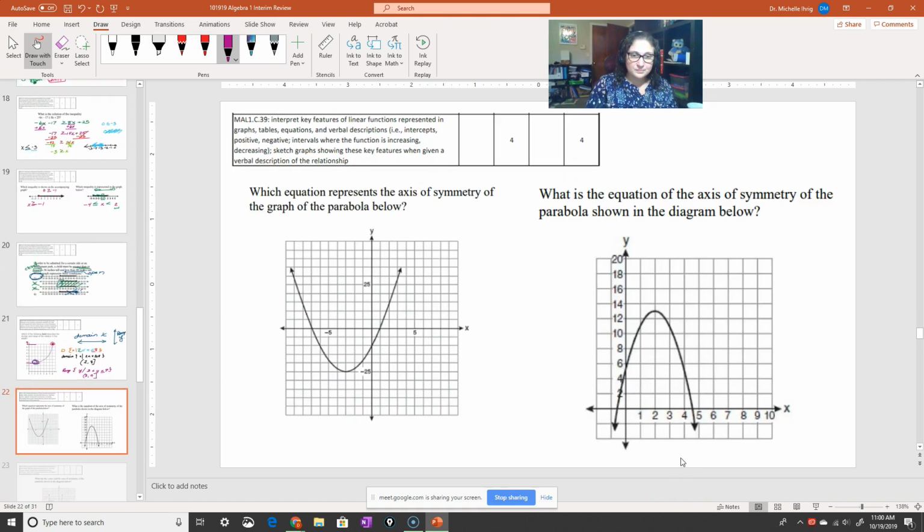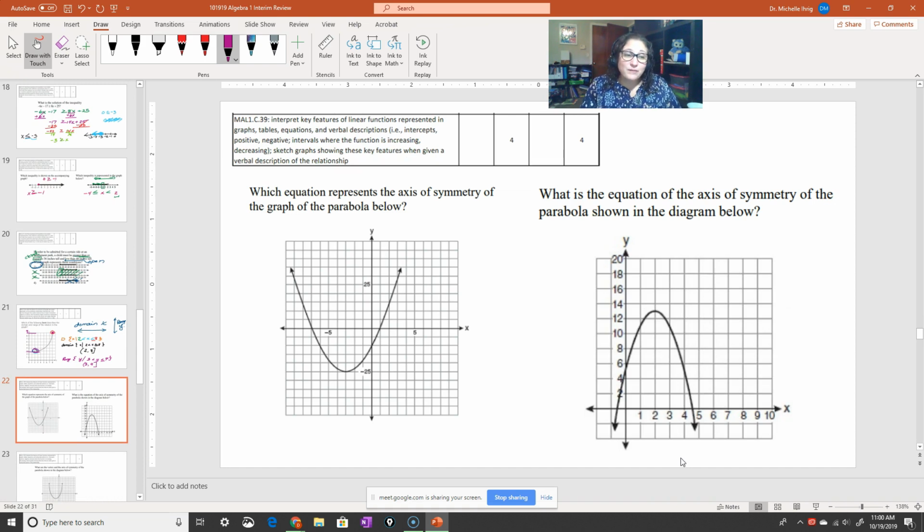Done. Next, which graph represents the axis of symmetry of the graph of the parabola below? Axis of symmetry we get by using the opposite of b over 2a when we're given an equation. When we're given a graph, we just look at the graph. Where does it turn? Where could I fold it in half and it would look perfect? Here is where it turns. Here it's going down, down, down, and all of a sudden it hits this point and then it goes up. That's it. So where does that happen?